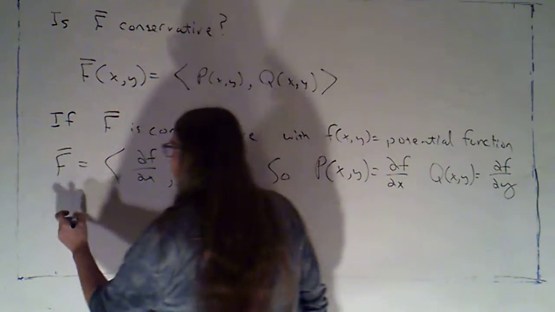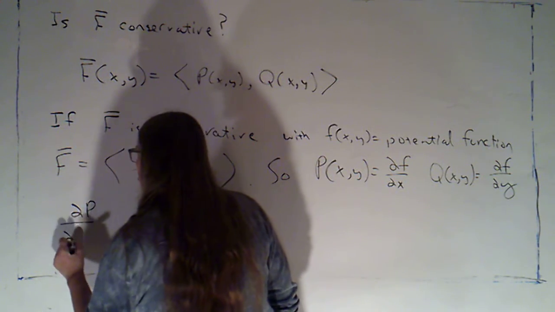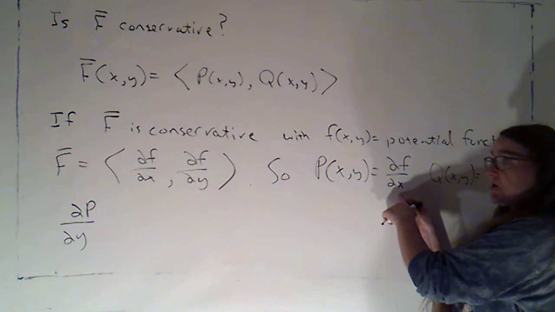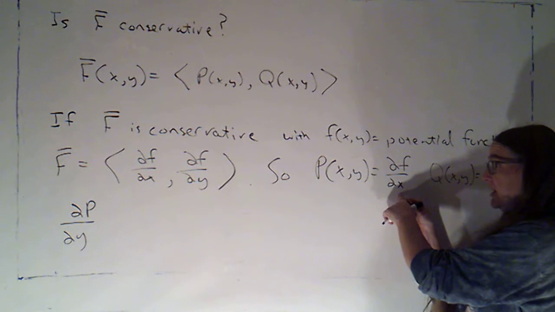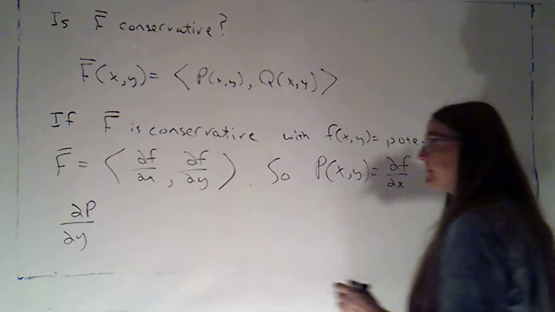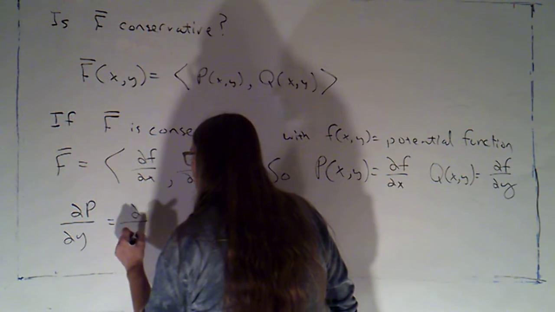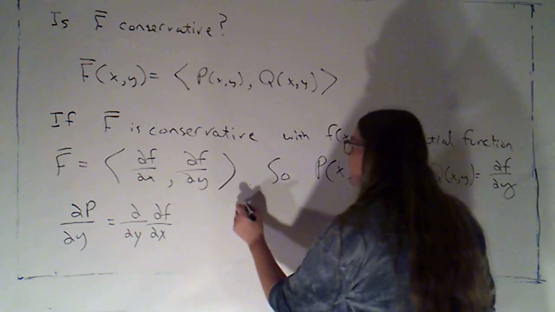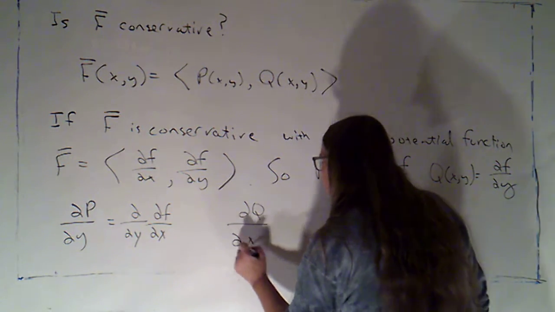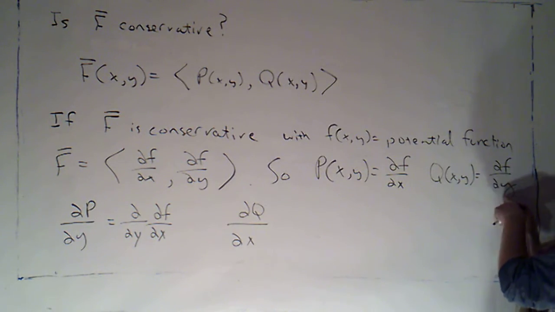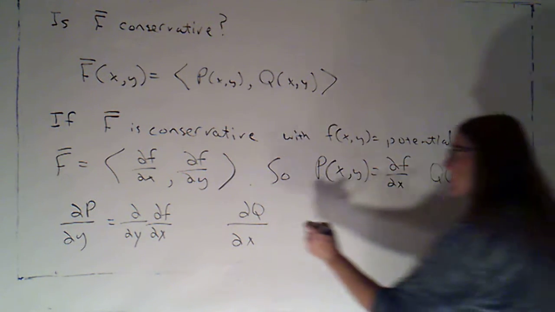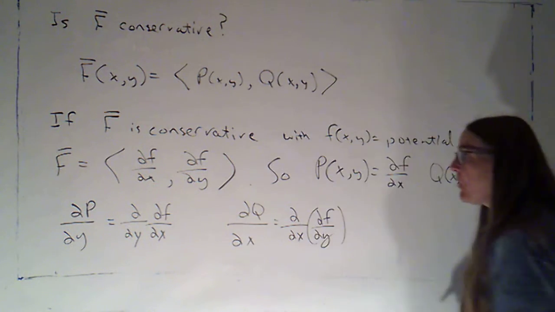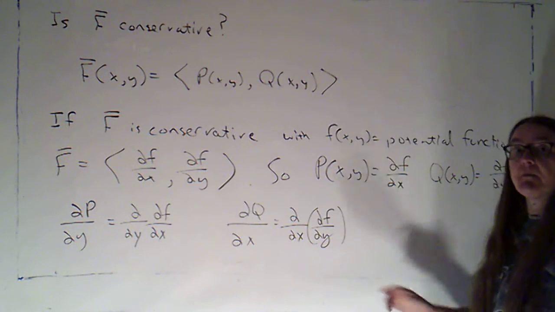So if I take the partial of P with respect to y, because I'm saying if it's conservative, P is already the partial with respect to x. So to get to a mixed partial, I would have to take the partial with respect to the other variable. So this would be the partial with respect to y of the partial of f with respect to x. And if I took the partial of Q with respect to x, because we're saying if it's conservative, Q is already the partial with respect to y, so this would be taking the partial with respect to x of the partial of f with respect to y. These would be the 2 mixed partials.